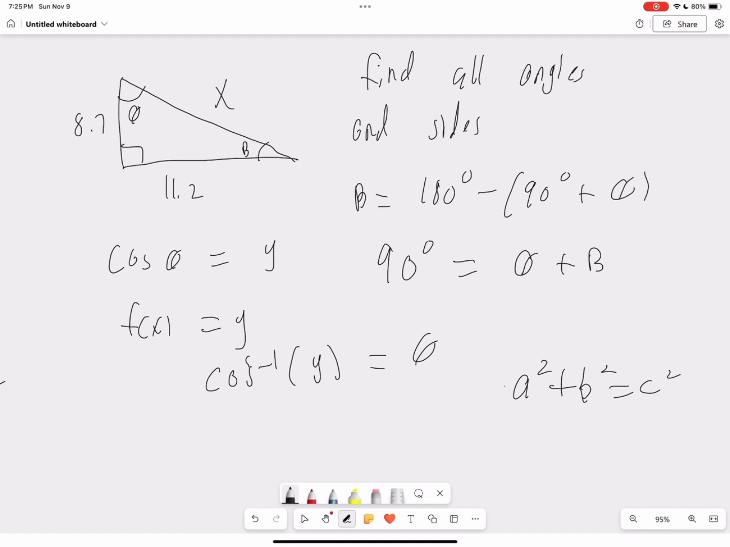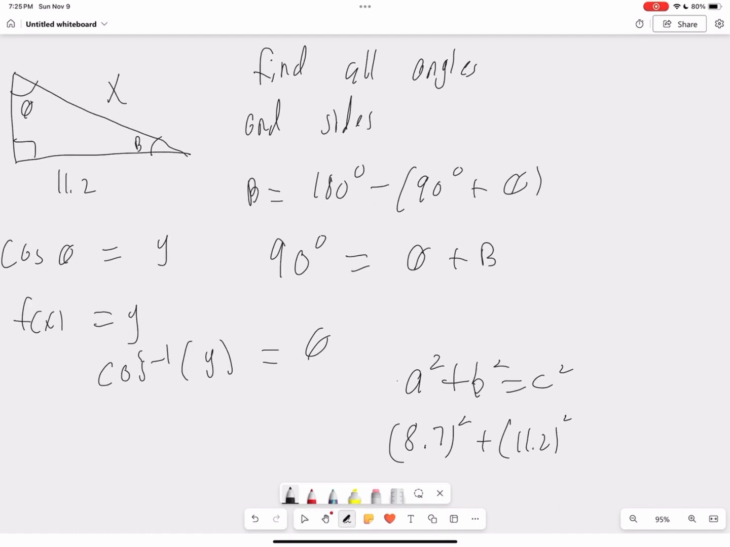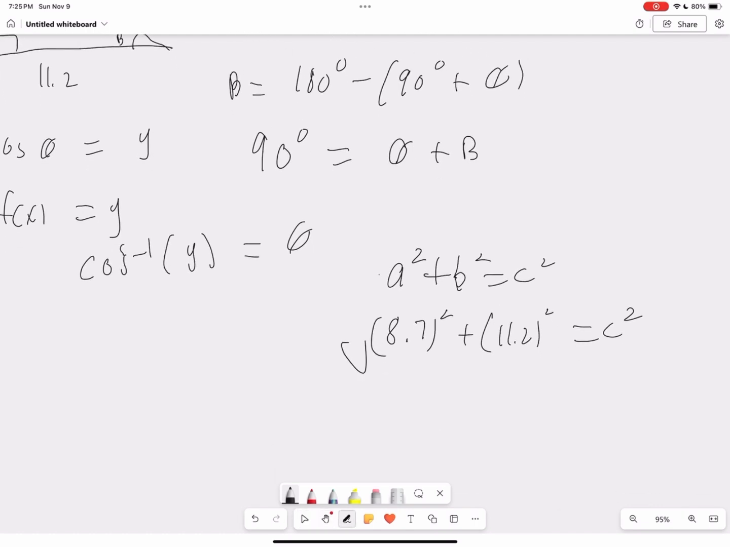So that's what we're going to do here. First thing, let's solve for our hypotenuse. We know that a squared plus b squared equals c squared, because for this, they need to give you all the sides. This is also one of the sides we need to find. a and b don't matter, it's only c that matters because c is the hypotenuse. So 8.7 squared plus 11.2 squared equals c squared.